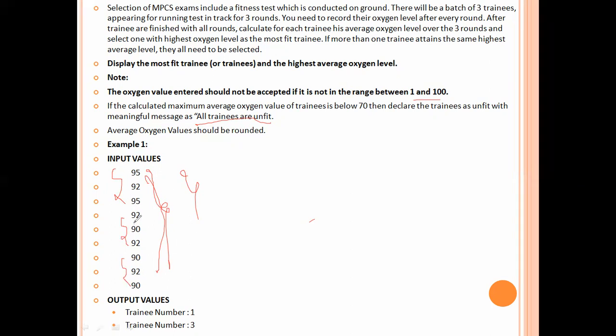So now find the average. So trainee number 1 and trainee number 3 have the highest oxygen level. Trainee number 1 and trainee 3 both are selected. But trainee 2 is not selected. That is the meaning of this one. Now here we see how to write a program for this one in C language as well as in Python language.